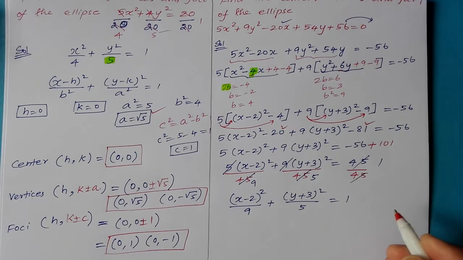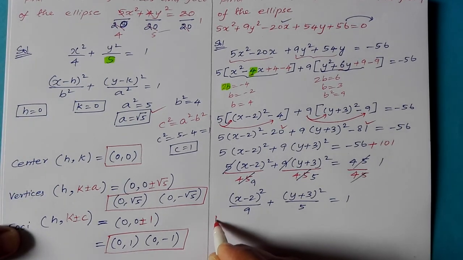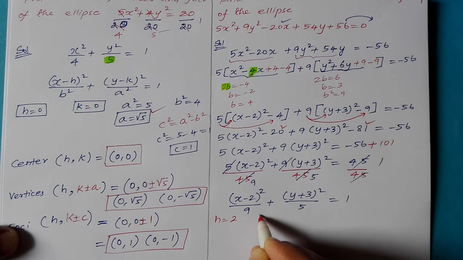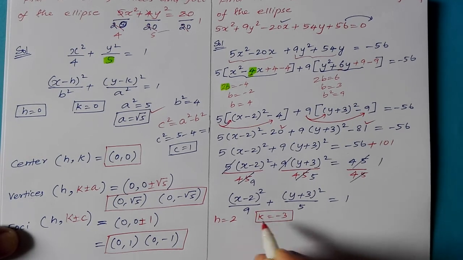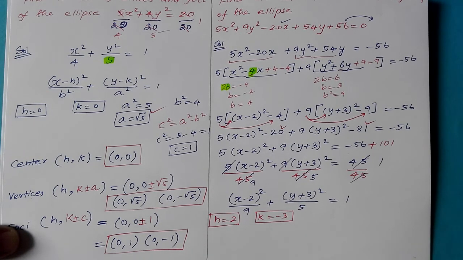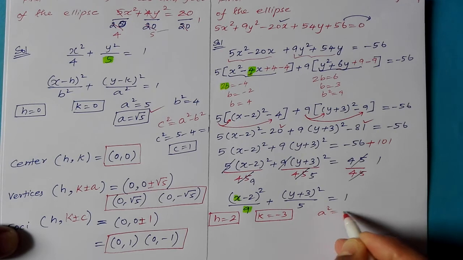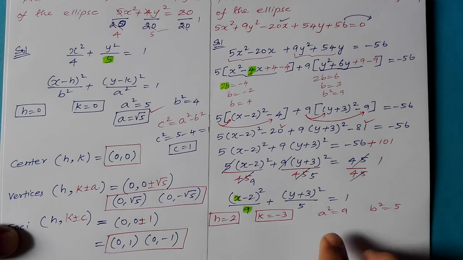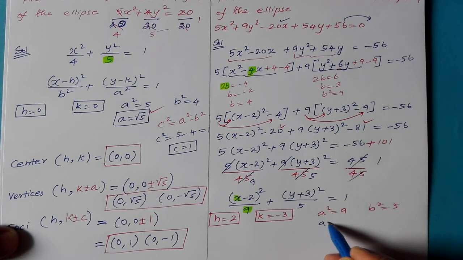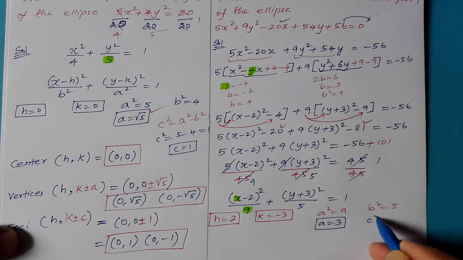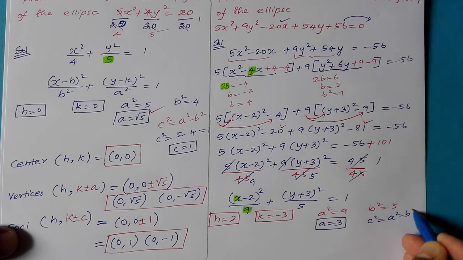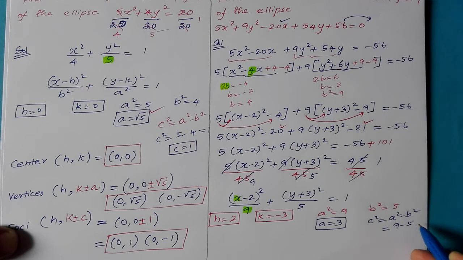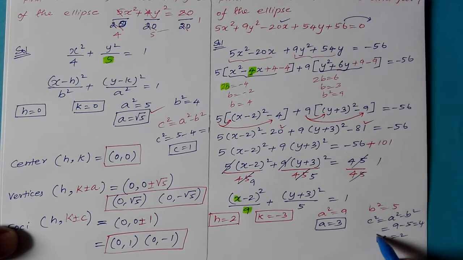What is the center? I write it in short. Here h is equal to 2, k is equal to minus 3. Because the bigger number is present below x, the change is in x. Now what is your a square? It is 9, b square is 5. What is the a value from here? a is equal to 3. c square is a square minus b square, 9 minus 5, 4. Take the root, you will get 2.